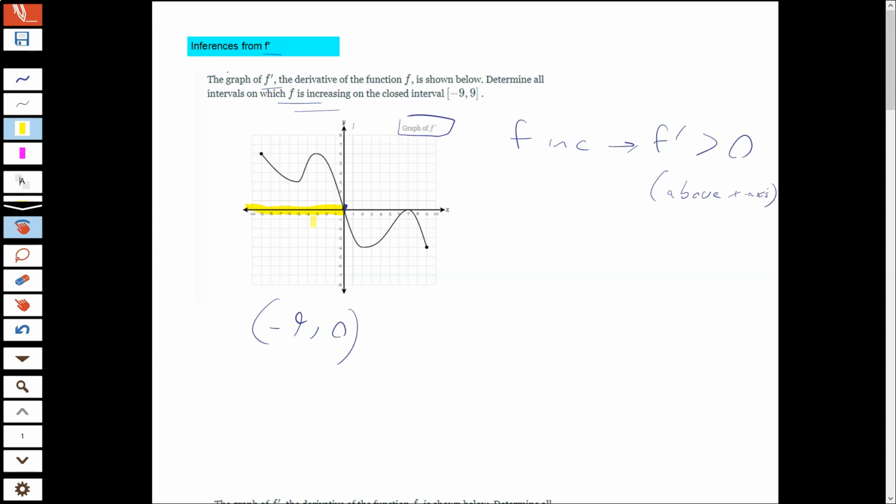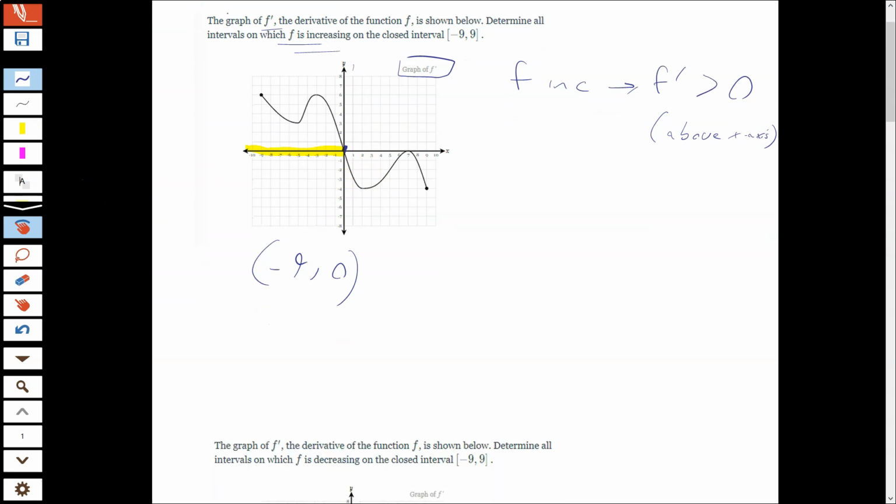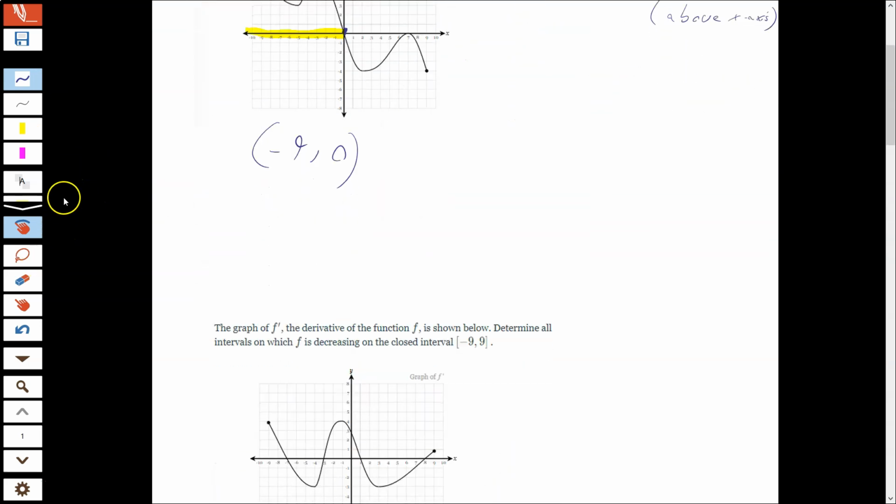Okay, we're going to do a couple more examples so we can continue to develop this thinking. This takes a little bit of practice. It's not super hard, but you might make mistakes, and that's okay.